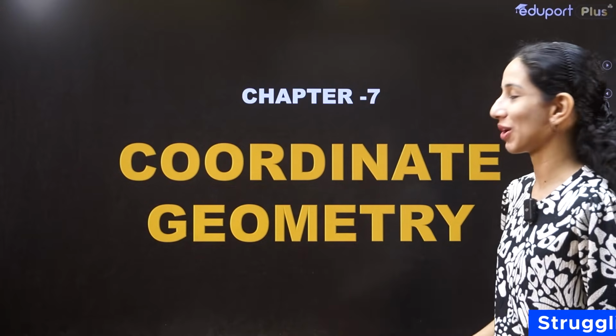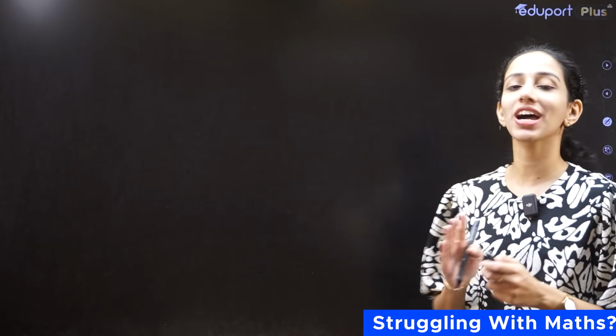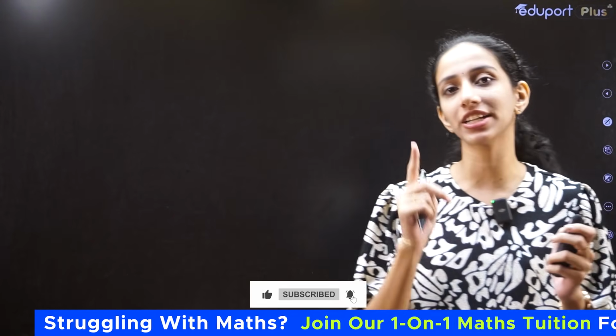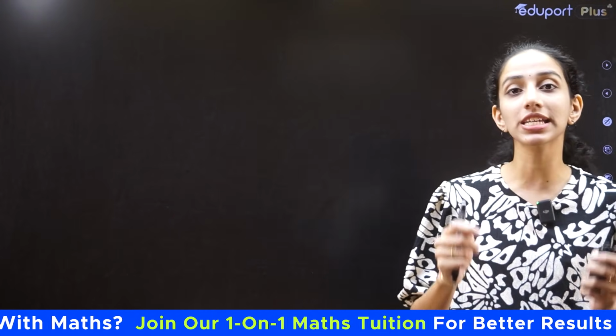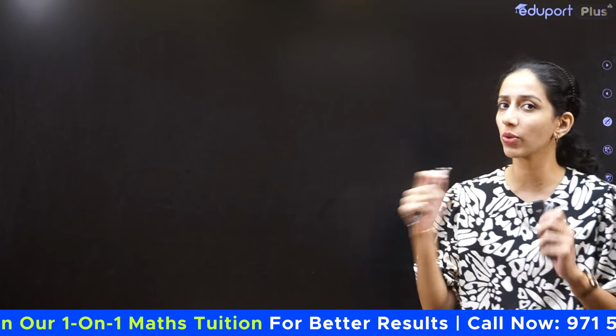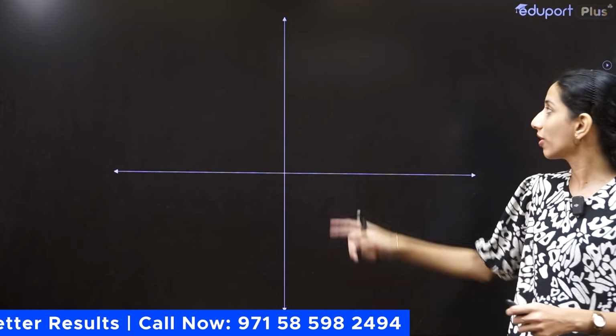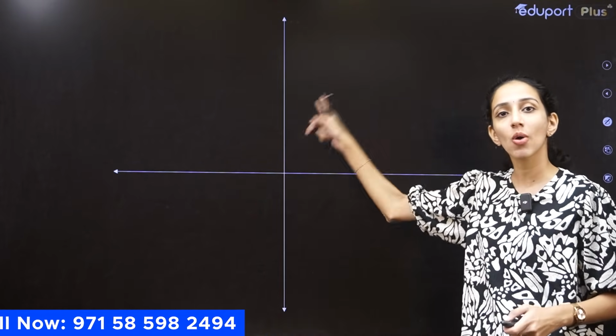Okay, so we can move to our chapter. In the first section we are just defining the XY plane. You already learned that in class 9, but it's a basic concept of coordinate geometry, so we can quickly revise that section. Okay, so here is the XY plane, where we have the x-axis and y-axis.